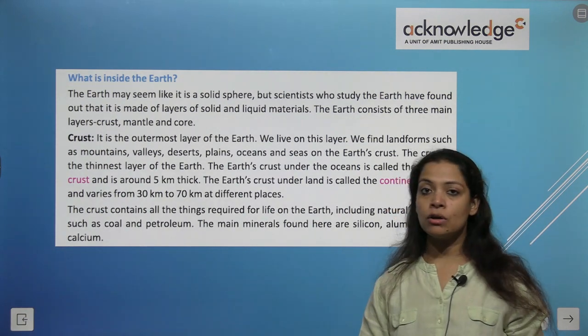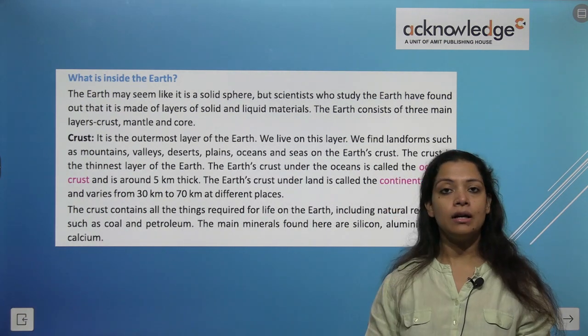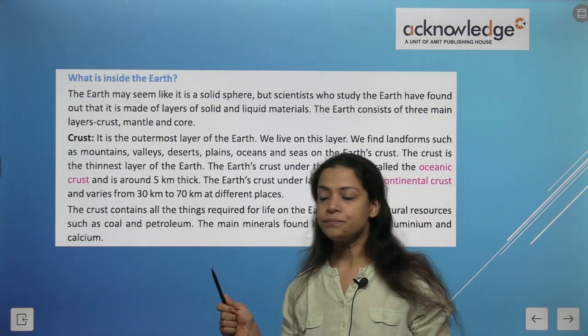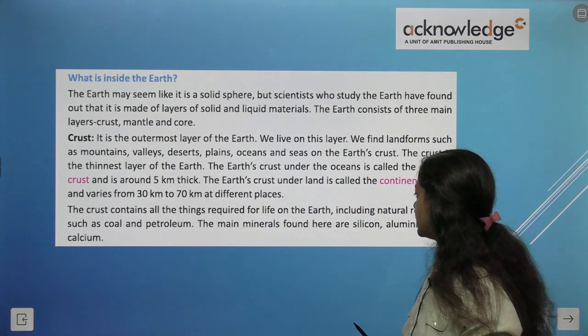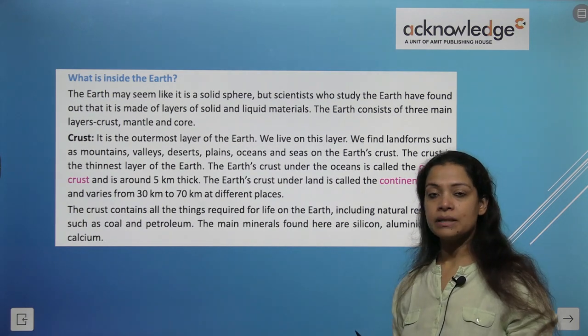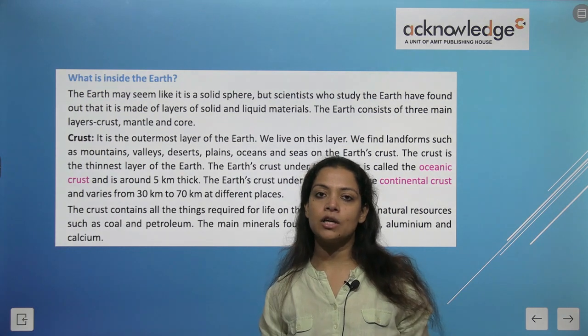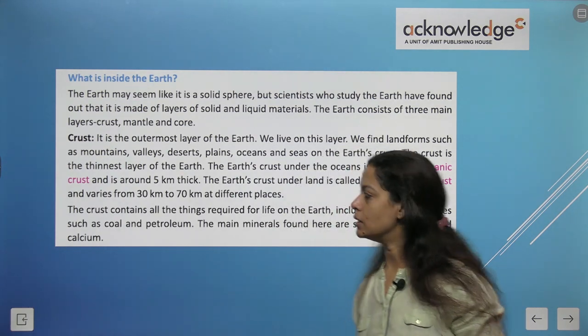The crust contains all the things required for life on the Earth. It includes natural resources like coal and petroleum. Also, the main minerals found here are silicon, aluminium, calcium, and these are some of the important materials which are required to sustain life on Earth.